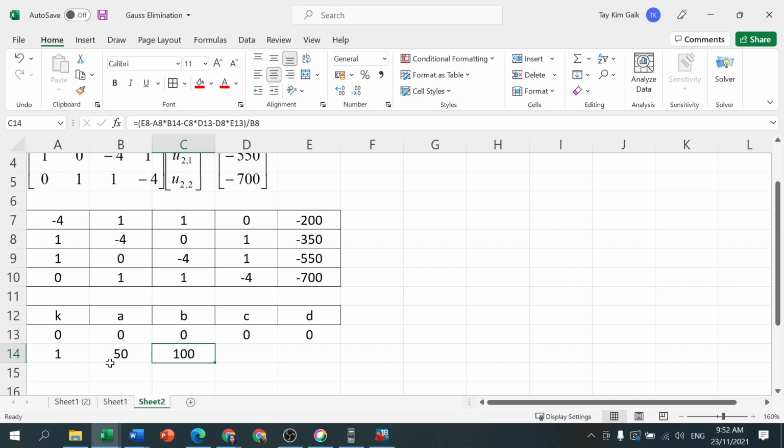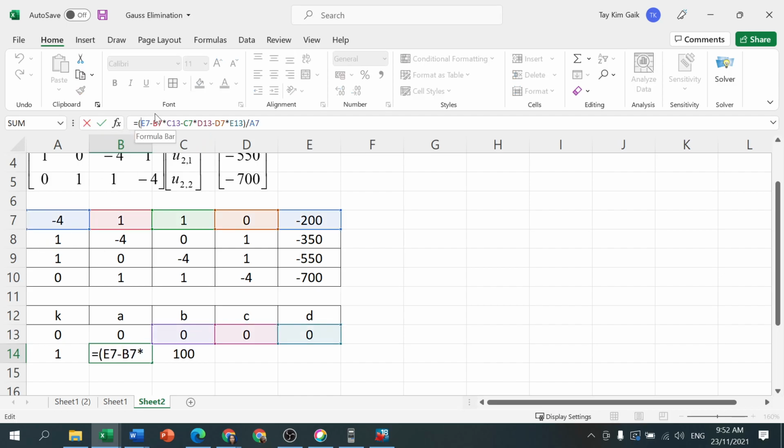Oh, I have to make it constant because later on we are going to copy it down. The coefficients for the first row, second row, you have to make constant, because this is a constant value. If you do not copy, it's okay, but when you want to copy it down, you have to make it constant.